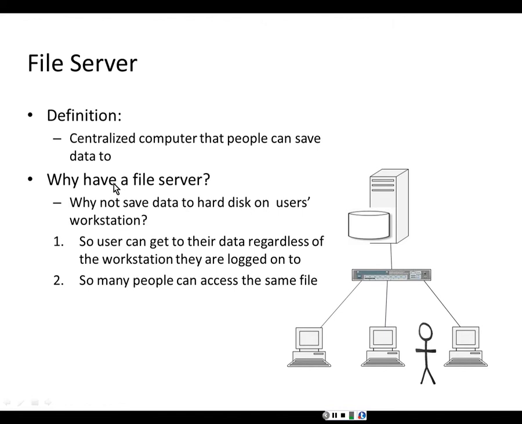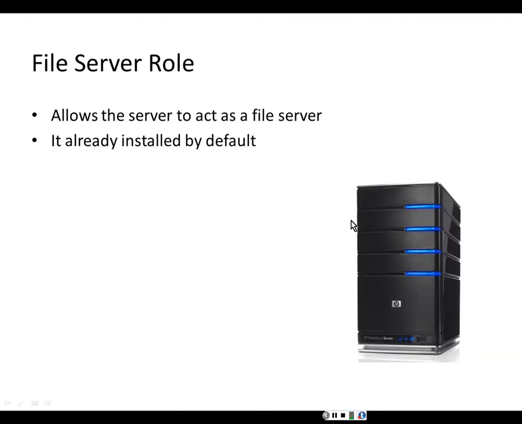The reason we have a file server is so users can get to their data regardless of the workstation they are logged into. And the second reason for having a file server is so many people can work on the same file at the same time. So many people can work on the same project. And the buzzword for this is called collaboration. So a file server allows many people to access the same files.